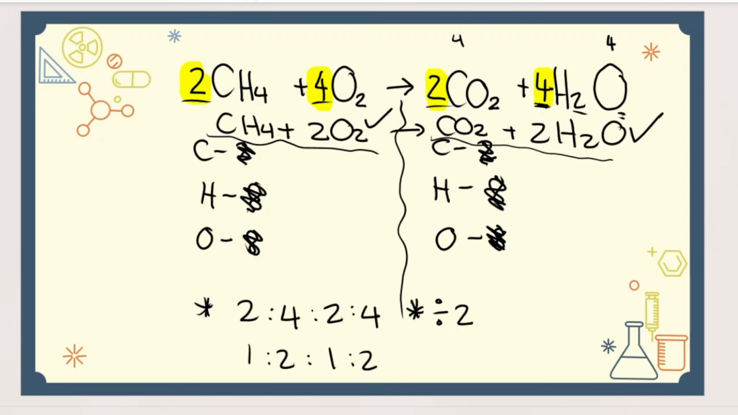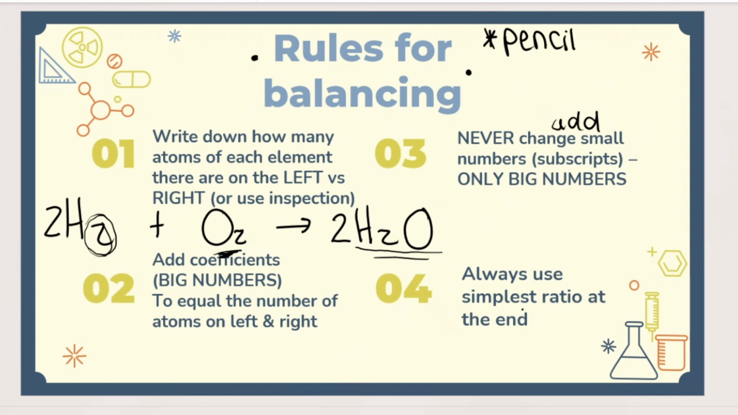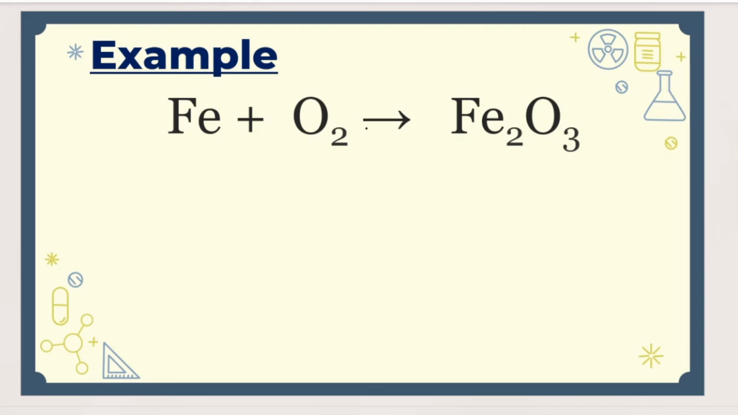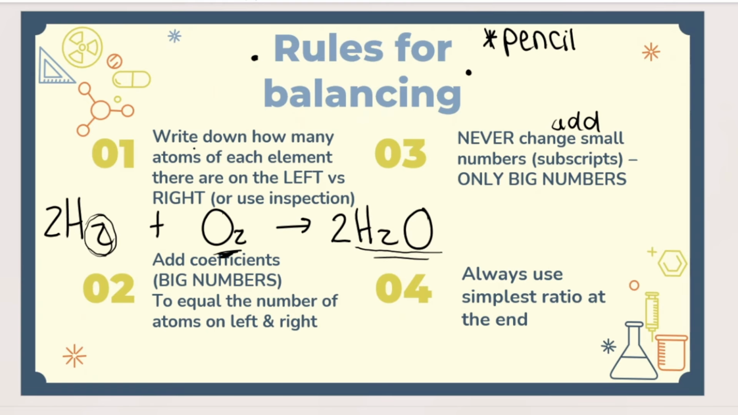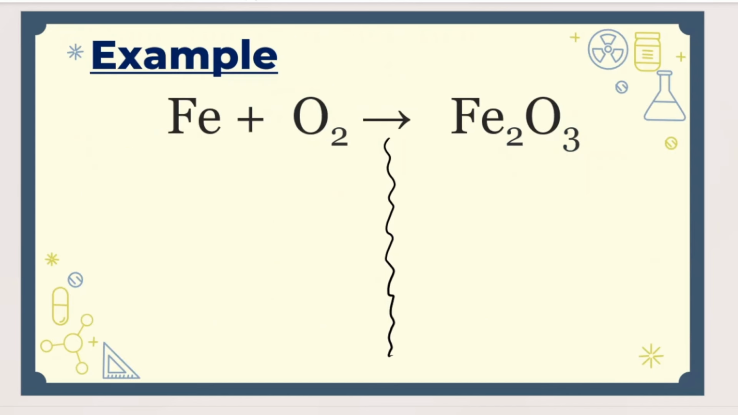So back to that rule. It says here, always use the simplest ratio at the end. Okay, let's do a few examples. What I'm going to do in my examples is take it very slowly. I'm going to write out everything like I said in my rules: write down how many atoms of each element there are on the left versus right hand side. I'm going to do that, even though you might be able to do this already. You might be able to use inspection to do this, which is fantastic. That is what we're aiming for, but we all have to start somewhere, and we're going to start simple.